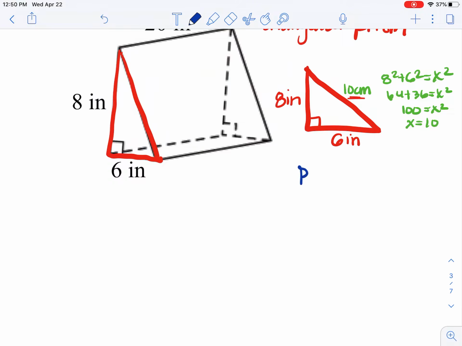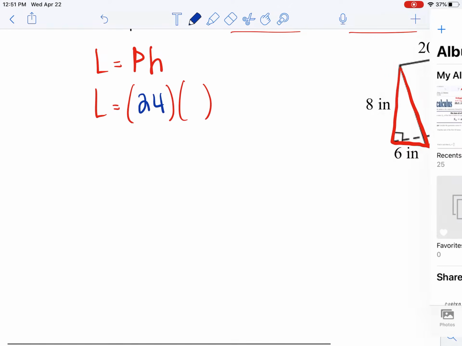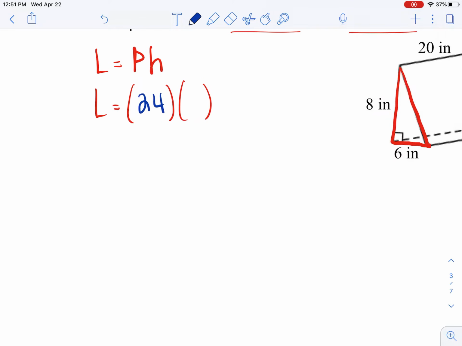So I'm going to do perimeter is equal to, I'm going to add up all the sides. 6 plus 8 plus 10. So the perimeter is 24 inches. Remember, it's not area, it's just adding up all the sides. So I don't know why I put centimeters here. It's supposed to be inches. There we go. Okay, so I got perimeter. That was 24. Now I need the height of the prism.